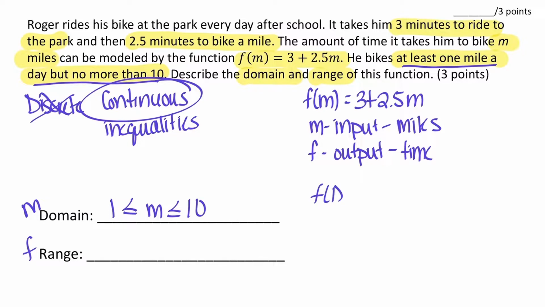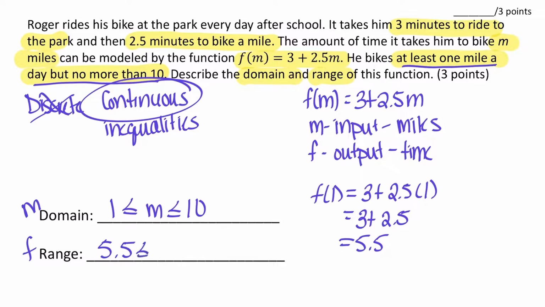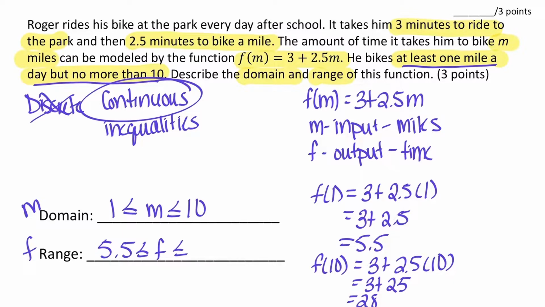So if we talk about f of 1, we're going to plug into our equation. So we have 3 plus 2.5 times 1. So that is 3 plus 2.5, which equals 5.5. So 5.5 will be the lowest value in the range. And then the highest value will be when we plug in 10, we get f of 10 equals 3 plus 2.5 times 10. So that equals 3 plus 25, which equals 28. So f is going to be between 5.5 and 28, that is, 5.5 less than or equal to f, less than or equal to 28. So that's how you describe the domain and range of this situation.